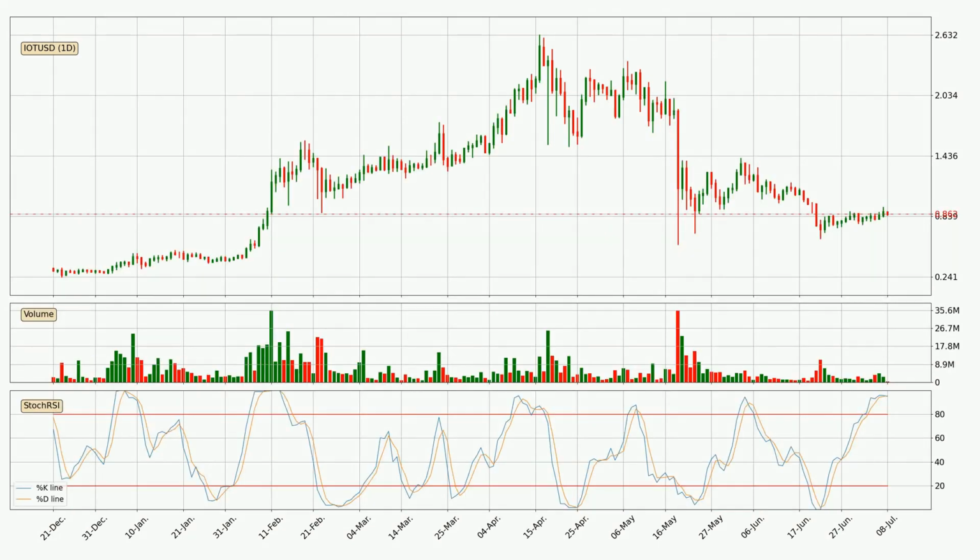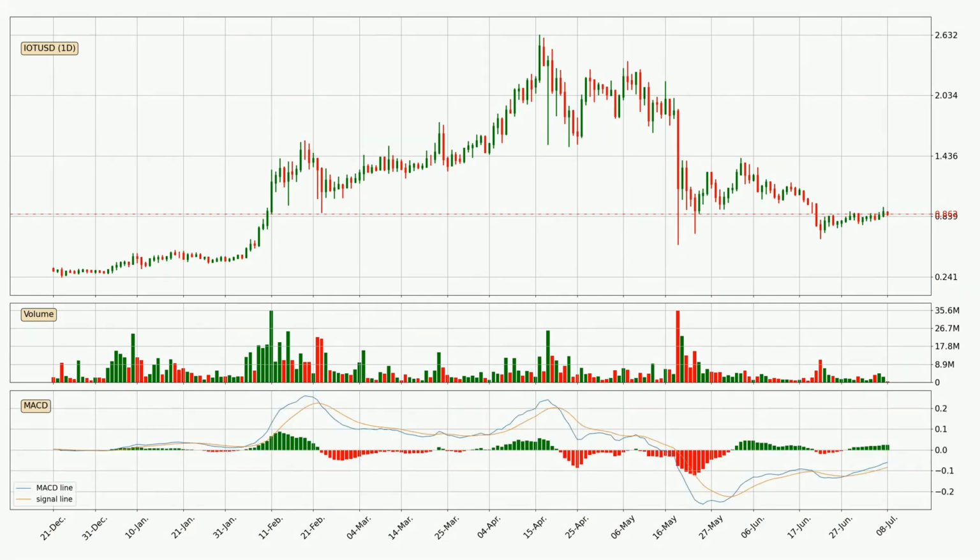Jumping to the daily stochastic RSI, both the %K and %D lines are in the higher region, which means that the price is getting overbought and soon a trend change or at least some kind of consolidation could be expected. The K line is below the D line, which shows that the trend has shifted to the downside.